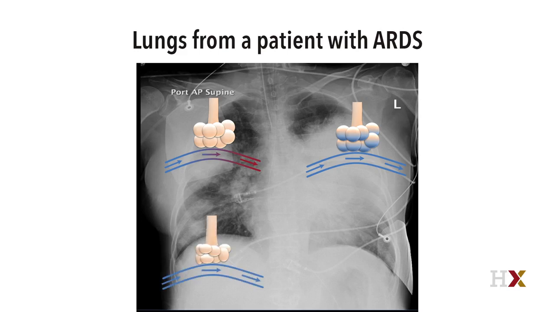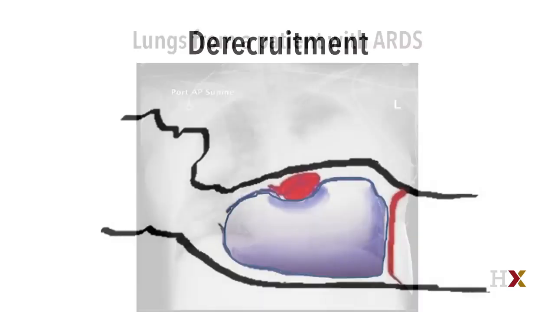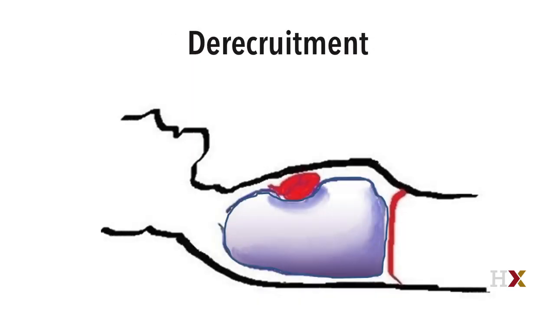While I have an example here of gross areas of normal, edematous, and atelectatic parts of the lung, recognize that in an individual patient, this will vary. It often can happen on a more micro level as opposed to the macro level that I'm using here as an example. Another major concept in the pathophysiology of hypoxemia is derecruitment.